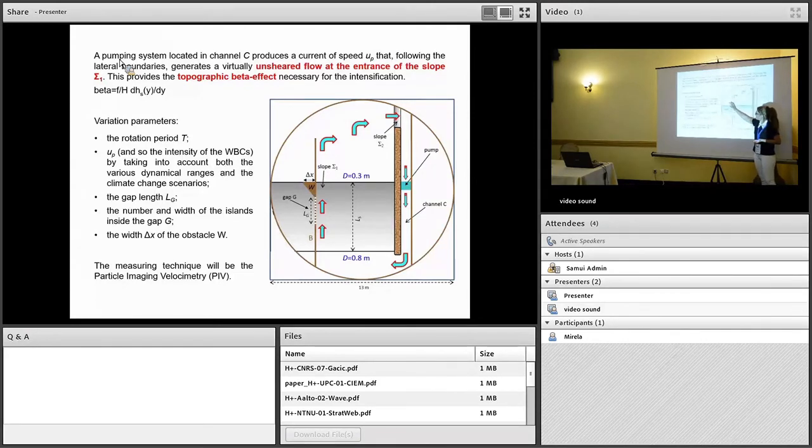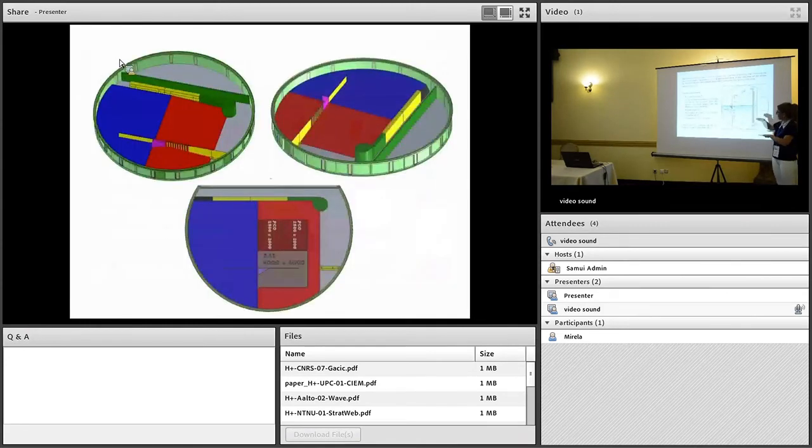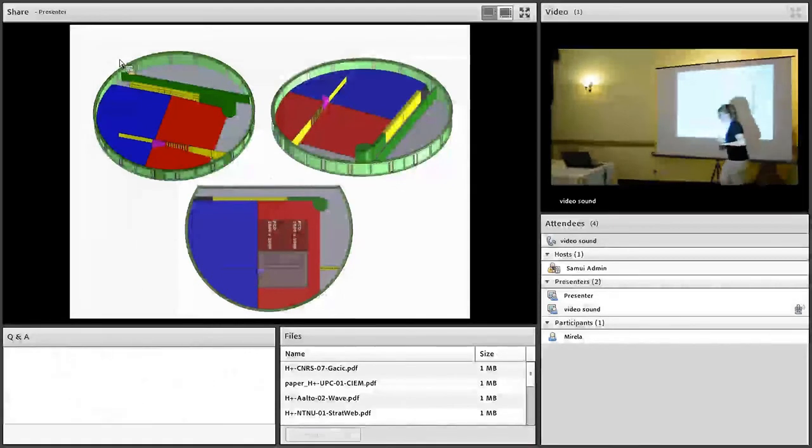twice the angle. So the technique used is based on particle image velocimetry by seeding the flow with particles. We will use, of course, homogeneous fluid, and we will take the measurements on a horizontal plane parallel to the bottom of the tank, 15 centimeters below the surface.